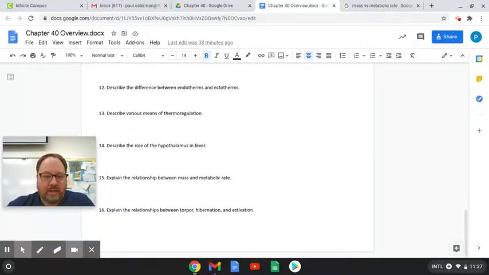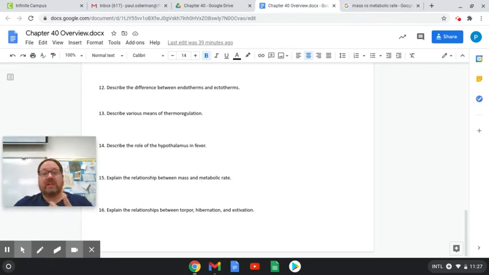Let's see. Finally, the relationships between torpor, hibernation, and estivation. Torpor is a drop in metabolism and a corresponding drop in body temperature. Organisms may drop their metabolism, so the chemical reactions are happening more slowly. Of course, that's going to reduce heat, but it's a way of slowing down chemical reactions in the body to maintain survival in the absence of food.